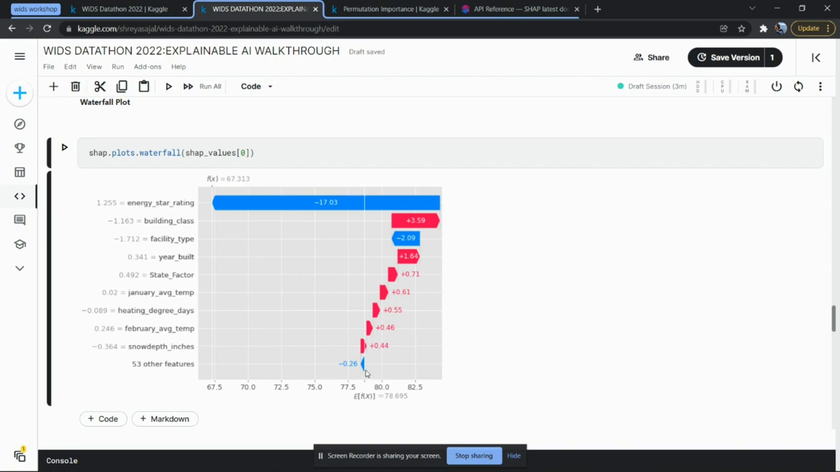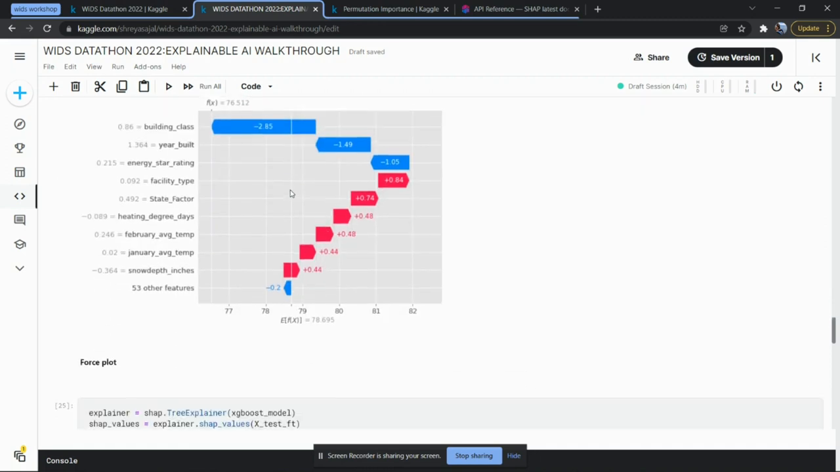So base value minus 0.26, that is contributed by 53 other features, and after that snow depth inches contributes a plus 0.44, then plus 4.6, and then negative by the facility type. Then for this observation, building class has a positive effect on the final prediction, and then a very negative effect from the energy star rating gives a final prediction of 67.313.